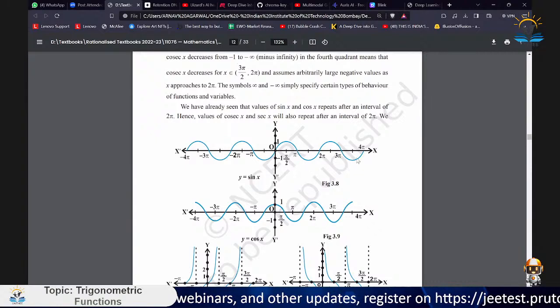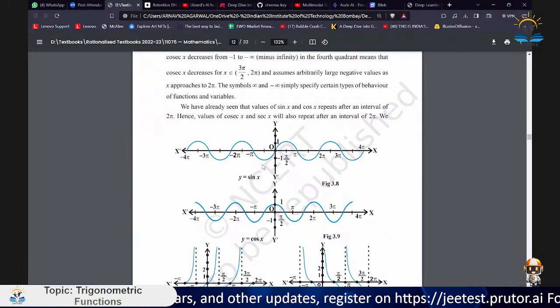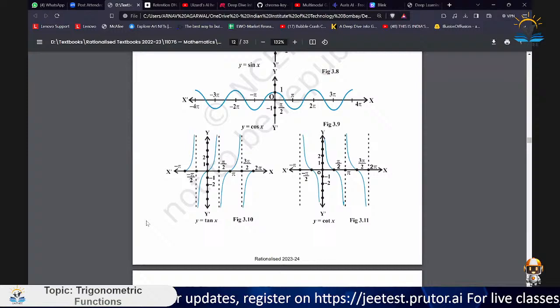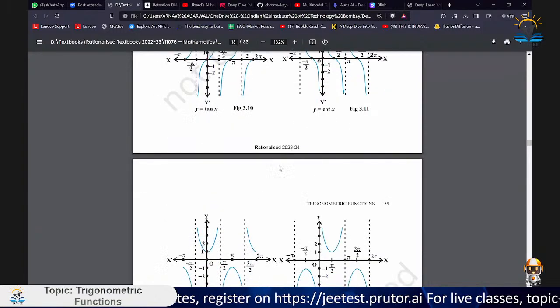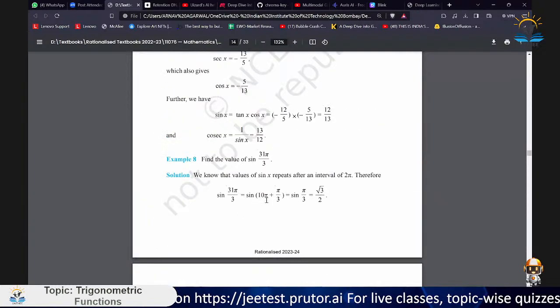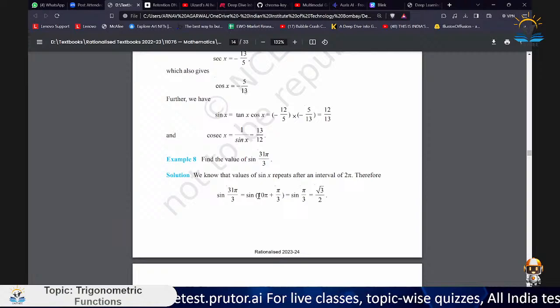Then again, from minus 2 pi to 0, minus 4 pi to minus 2 pi. So it's important to understand that it's repeating after every 2 pi interval. You can say it is also repeating after every 10 pi interval, right? Because 10 pi can be divided into 2 pi, 2 pi, 2 pi, 2 pi, 2 pi, and all those things are the same.